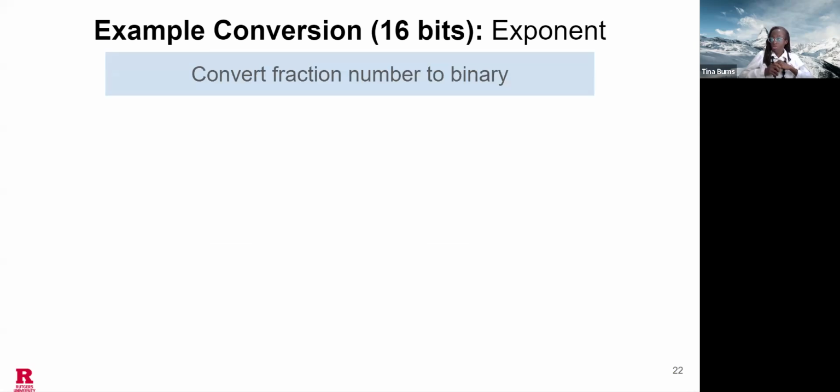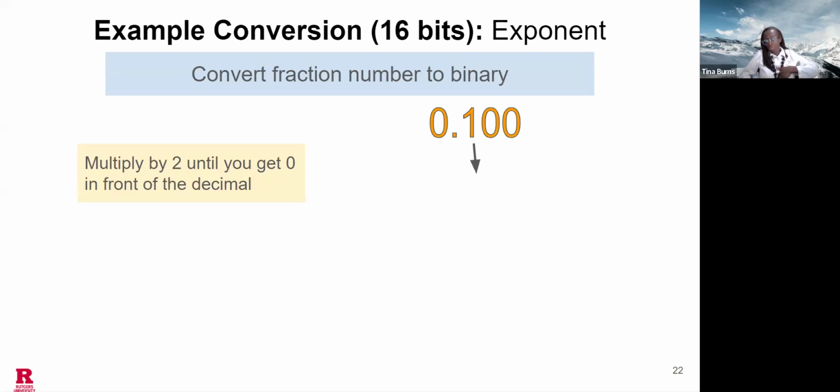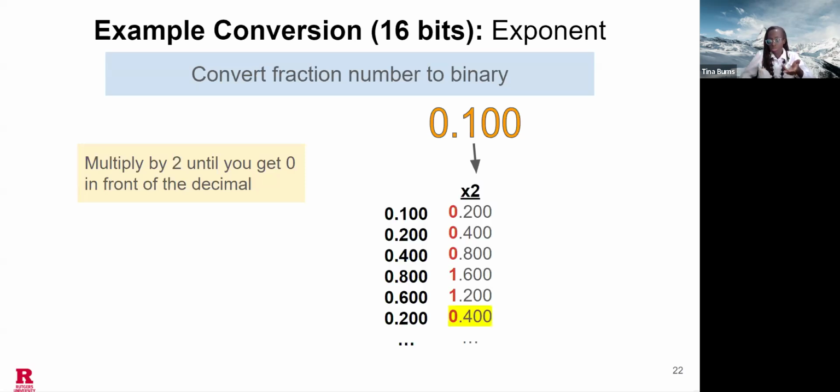Now, this fraction is a little more tricky because we don't get a nice even number of zeros. Instead of eventually getting to 0, it ends up repeating. But the principle of what we're doing is still the same. We want to convert our fraction to binary, and the way we do that is we keep multiplying by 2 until we get 0 in front of the number or until the number repeats.